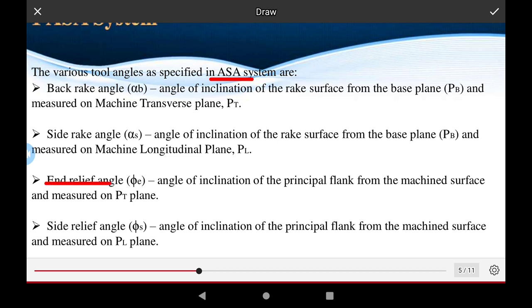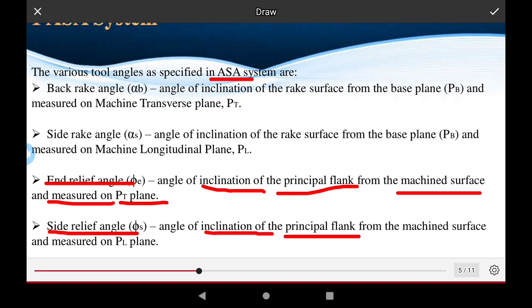The end relief angle is phi e, the angle of inclination of the principal flank from the machined surface, measured on the PT plane, the transverse plane. The side relief angle is phi s, the angle of inclination of the principal flank from the machined surface, measured on the longitudinal plane.